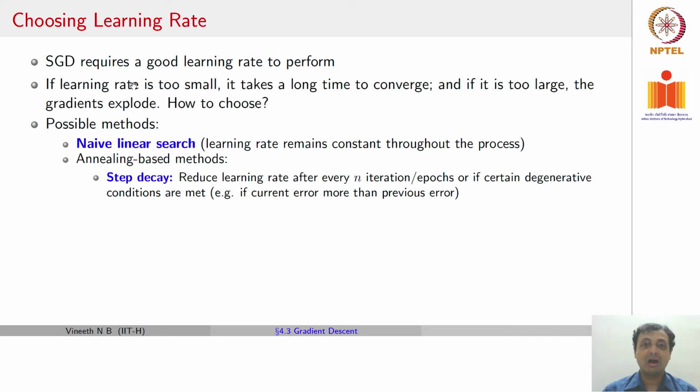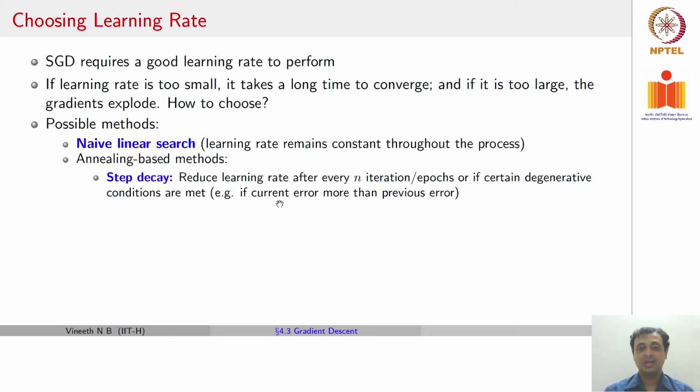Or you could use annealing based methods. Annealing based methods are methods where you gradually reduce the learning rate over time using some formula that you come up with. Let's see a couple of them now. One of them is known as step decay, where you reduce the learning rate after every n iterations, or if certain degenerative conditions are met.